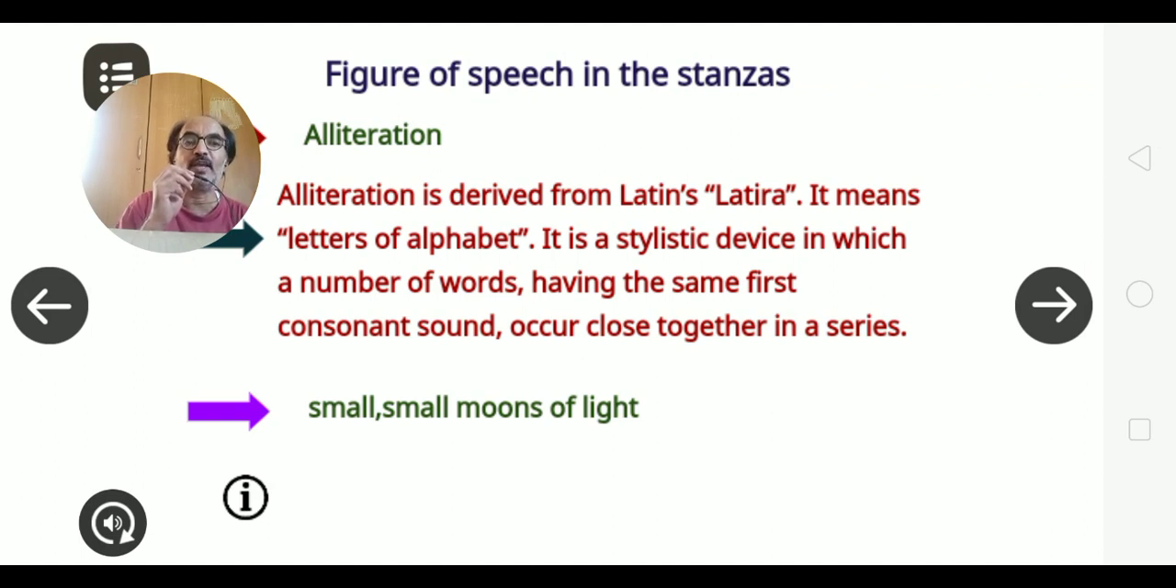So these two lines show us alliteration. When the same sound is repeated in following letters, or it comes close together, we use alliteration. For example, food and fun, the first sound is repeated. So such examples are there. So this is alliteration.